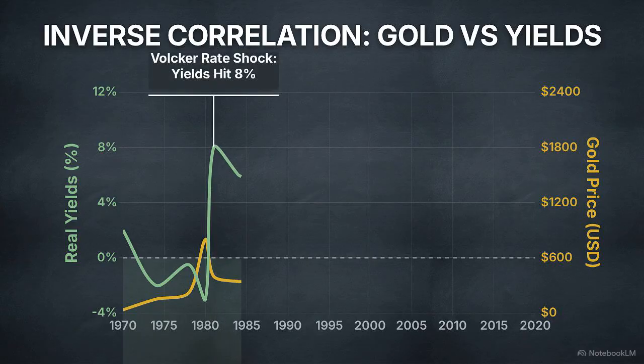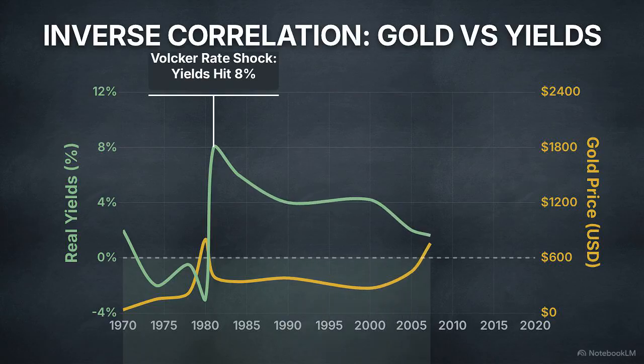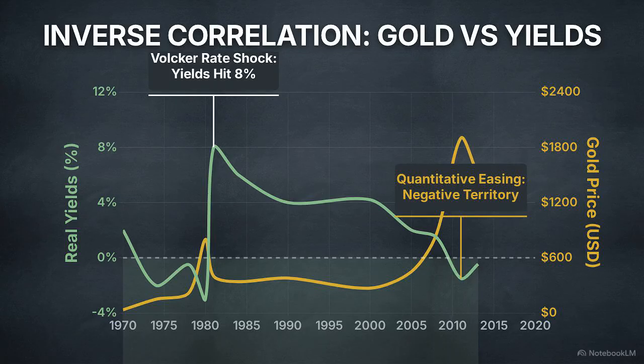The 1980s Volcker rate shock provides a rigorous empirical test of this link. Aggressive central bank tightening pushed real yields into positive territory, forcing a gold price collapse as the cost of holding the metal became unsustainable. In the post-2008 environment, quantitative easing drove real yields into negative territory. With government bonds guaranteed to lose purchasing power, capital flowed back into gold.